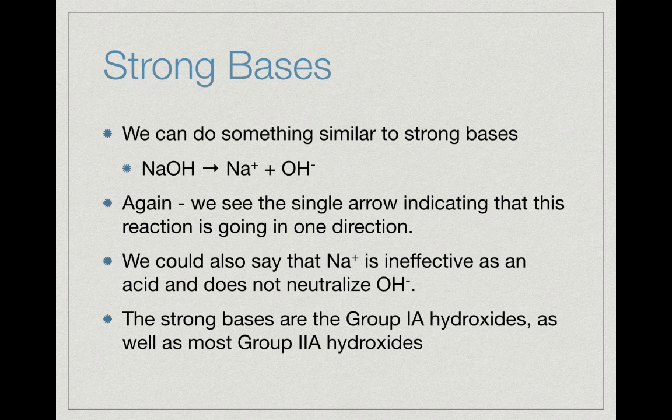Just like our strong acids had ineffective conjugate bases, we can do the same thing with our strong bases. Our counter ion, or conjugate acid, for NaOH would be the sodium ion, and that is ineffective as an acid. It does not neutralize with OH minus. It does not re-react and reform sodium hydroxide, and so your strong bases have ineffective conjugate acids.